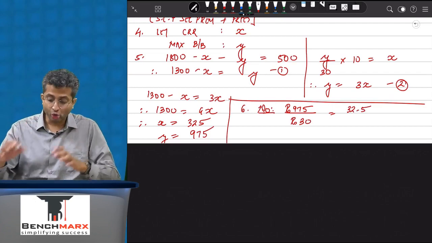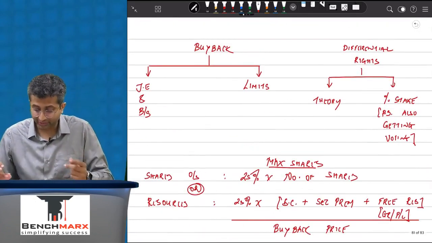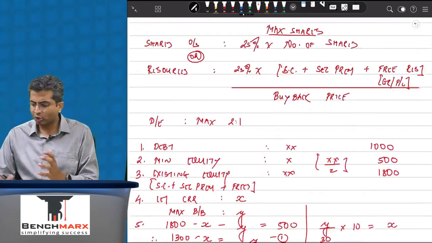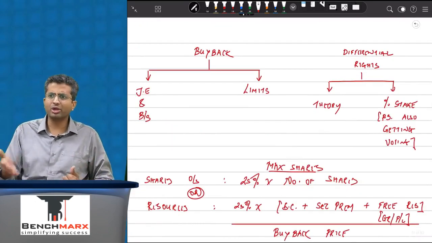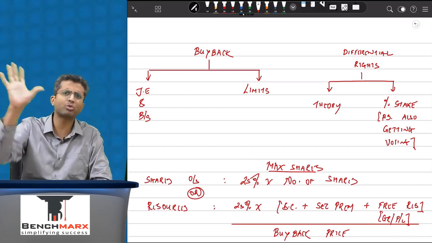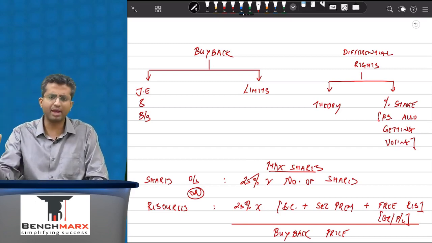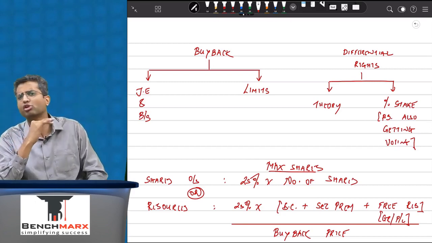In order to ensure that all the three limits are satisfied, you will take the lowest of the three. You can't just blindly buy back 32.5. What if your total number of shares are 100 only? Then 100 into 25% is the maximum 25 shares you can buy back. You can't buy back 32.5, otherwise the first condition will be violated.